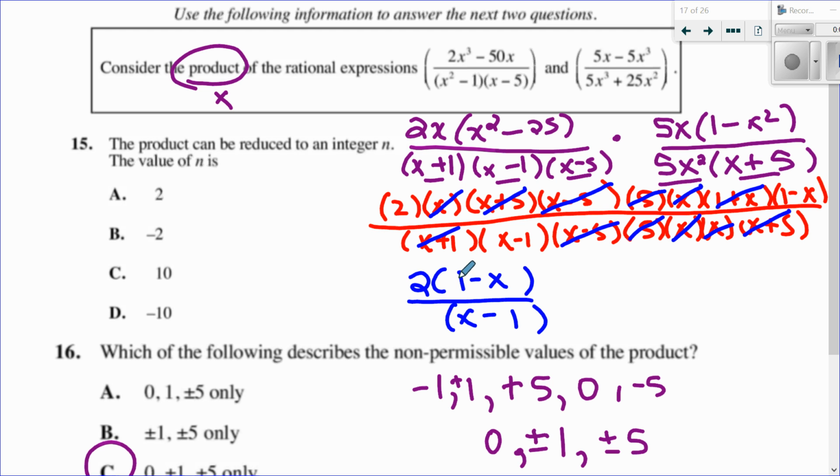So here's what I mean. See how I have 1 and -1, negative x and positive x, same but opposite cancels to be -1. So I'm just left with 2 times -1, which is -2. So B would be the answer.